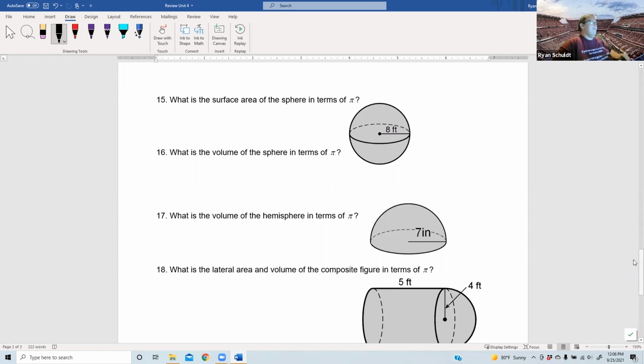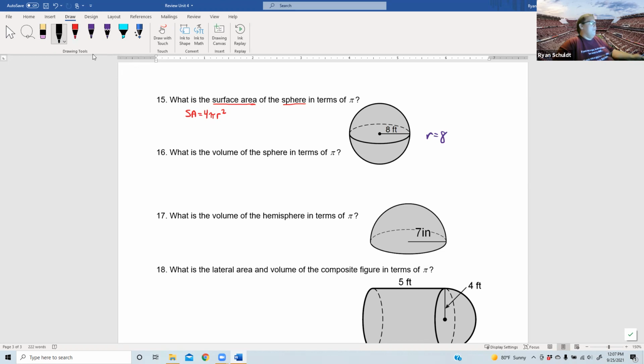Now, 15 and 16 are dealing with the same picture. That's why they're kind of close together. 15 asks us, what's the surface area of a sphere? Remember, on a sphere, you can't have lateral surface area and total surface area. Surface area is surface area on a sphere. There's only one formula for it. It's going to be 4 pi r squared. So all I need is my radius. My radius is 8.